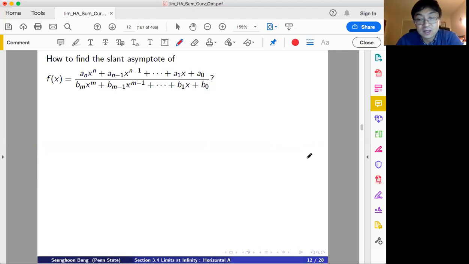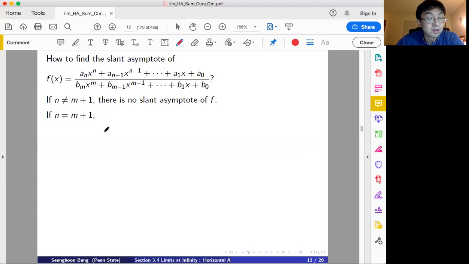How to find a slant asymptote? The power of the numerator is always one more than the bottom one. So what does it mean? If not, there is no slant asymptote. But if the top power is only one more than the bottom one, like this, yes, we have a slant asymptote.